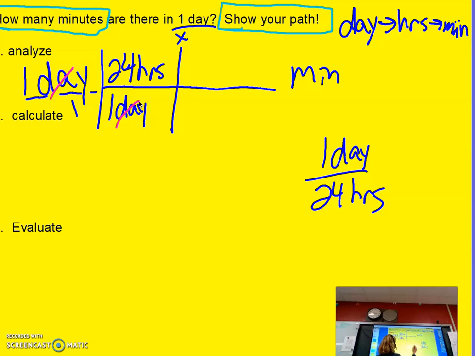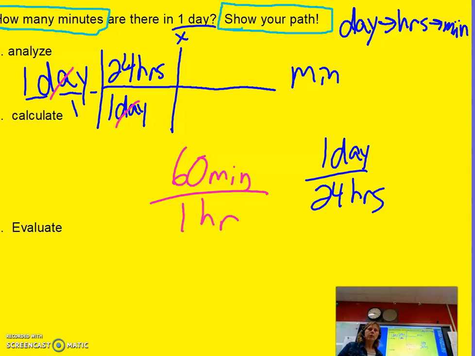We know there are 60 minutes in 1 hour. So I want hours to go away. So I need hours on the bottom. So 1 hour is 60 minutes. I want to keep minutes, and I want that to be on top. So then I just have to solve this.